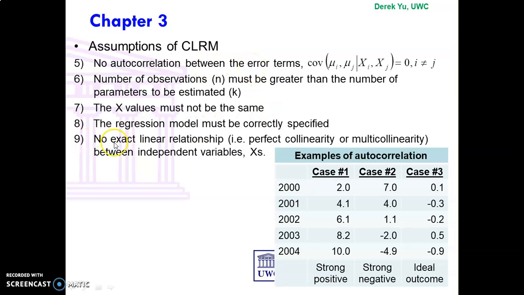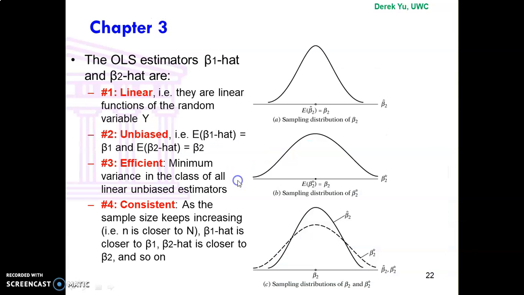Okay, and then number 9, we are going to have a chapter that looks at collinearity or multicollinearity, which is about the possibly strong linear relationship between the explanatory variables. Okay, and then the OLS estimators are linear, unbiased, efficient, and consistent. In case you don't remember what these 4 concepts stand for, let me pause for 30 seconds to refresh your memory. So please go through this slide.